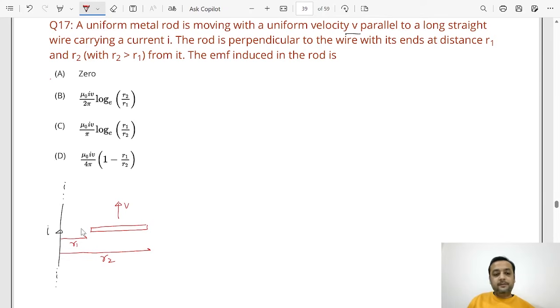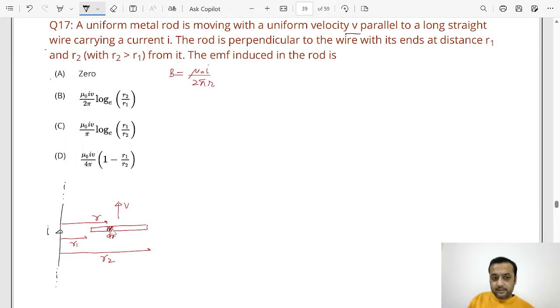Now look, the magnetic field will be a function of r. So if I go to a distance r and consider a very small element dr, the magnetic field at this location will be mu naught I by 2 pi r. The direction of the magnetic field will be going in, because this is the kind of circle that will be formed. So the magnetic field will be cross, that means it will be going into the screen.